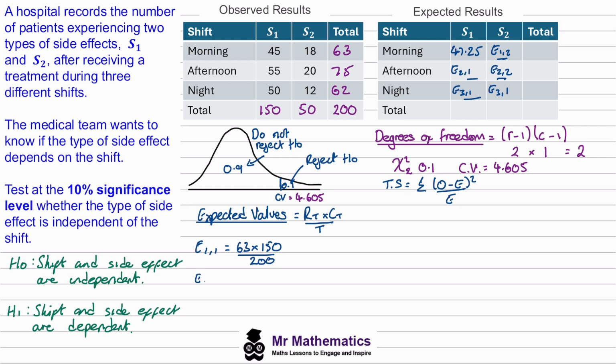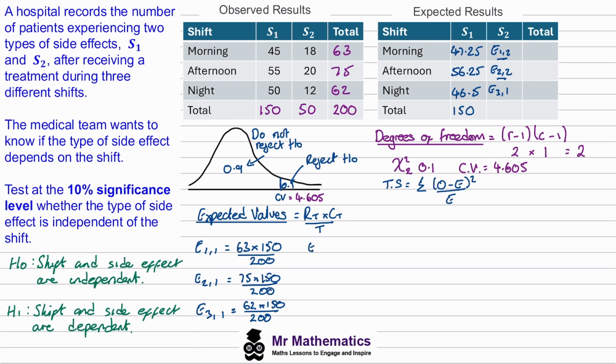And then the expected results for the second row in the first column will be 75 times 150 divided by 200. And this will give us 56.25. And then the expected in the third row, first column, we'll have 62 times 150 divided by 200. And this will give us 46.5. Then we can check this works. We can add all of these together and we do get a total of 150.